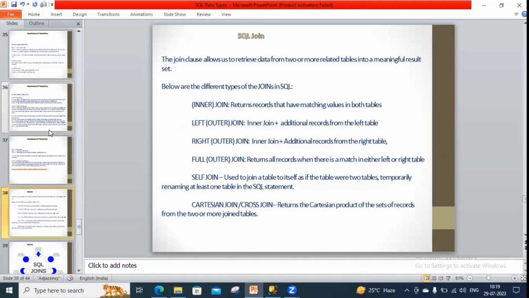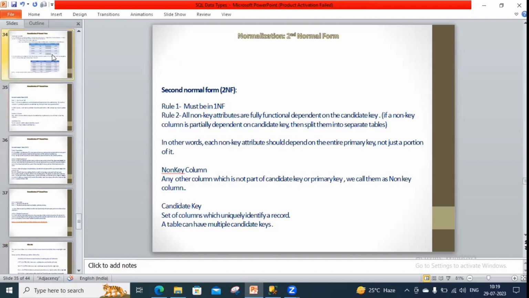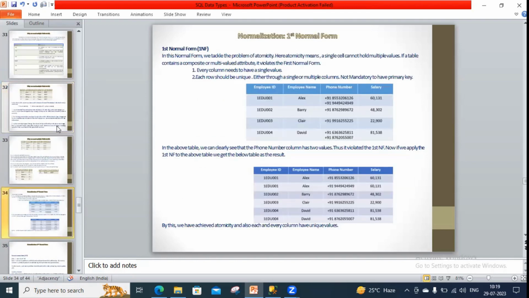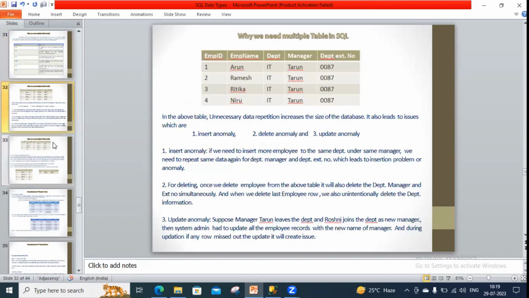So we'll be discussing today also the join, but I'll just give you some brief recap. We are going in a sequence. Why did I tell you about normalization first, right? We discussed normalization just to understand why the join came into the picture. Because of normalization, we divide our single table into multiple tables, right?